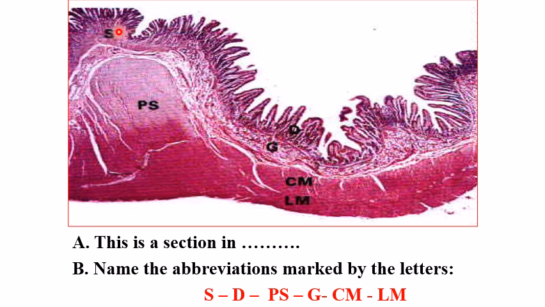Here is the pylorus, pyloric glands. D, here the villi and crypts of the duodenum. PS, pyloric sphincter, which is the inner circular layer. G is the submucosa containing the Brunner's gland. CM is the inner circular layer. LM, outer longitudinal layer.